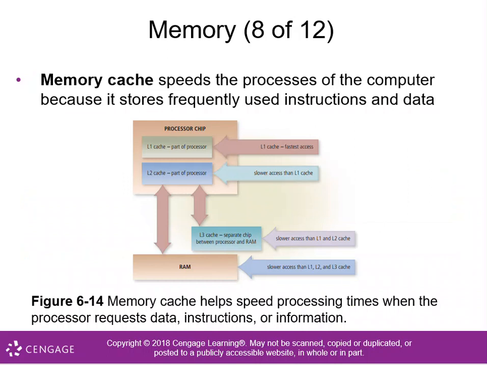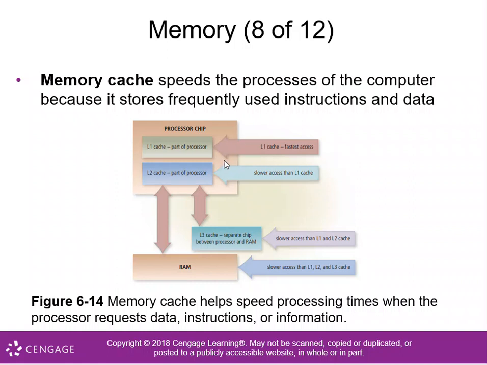Memory cache speeds the processing of the computer because it stores frequently used instructions and data. Okay, yang ni pun saya dah sebut in our previous class about cache. Cache ni adalah tempat simpanan bagi data yang frequently used. Okay, di antara kedudukan dia antara processor dan memory. Okay, so we can see here, memory cache helps speed processing times when the processor requests data, instruction and or information. Okay, so we have level 1 cache, fastest access. Okay, then level 2, a slower access than level 1 cache. Level 3, separate chip between processor and RAM.